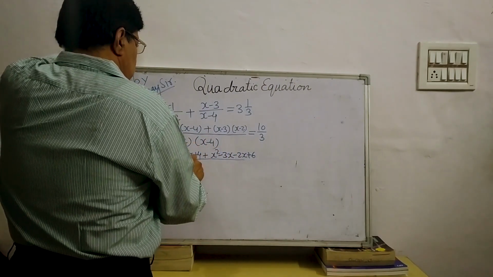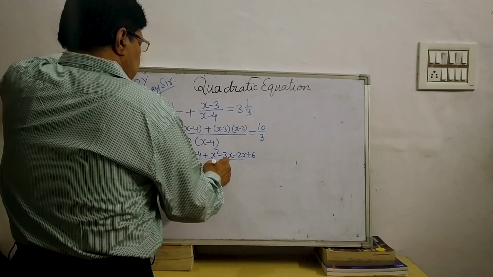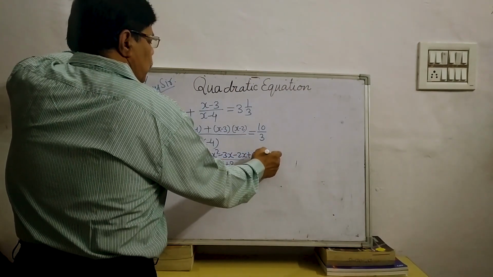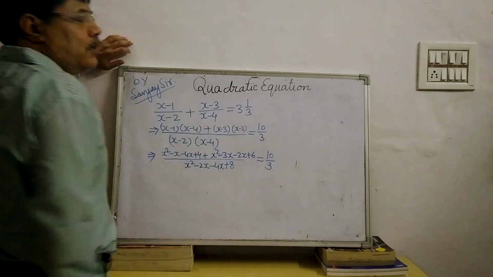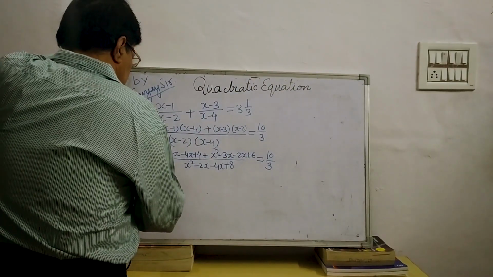Similarly multiply this. What will come? x square minus 2x minus 4x plus 4, equal to 10 upon... Clear, children? Next, now simplify it further.